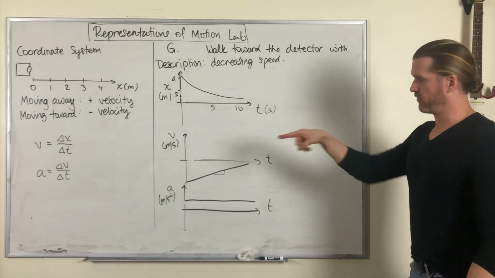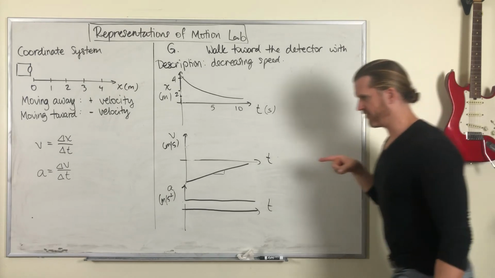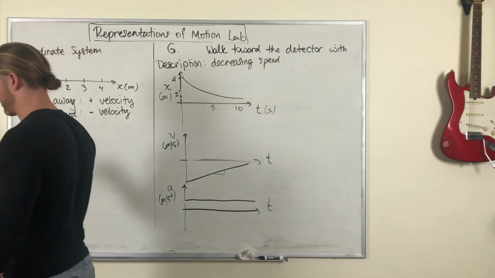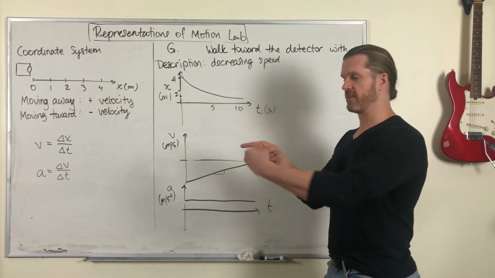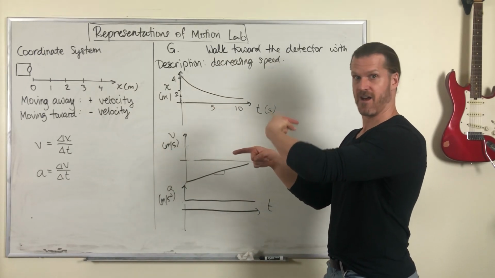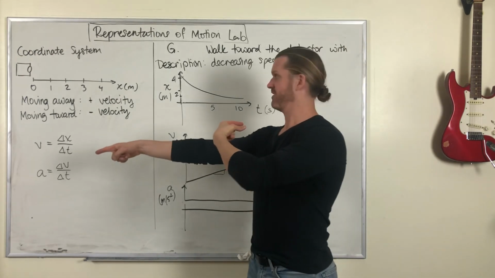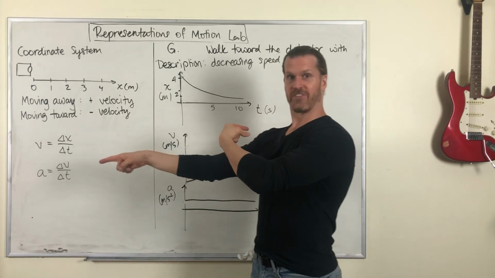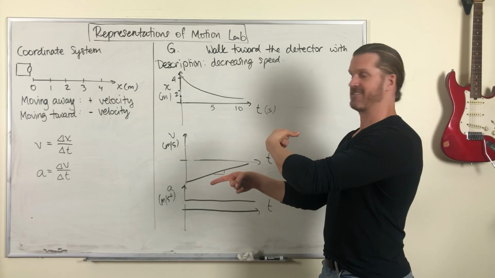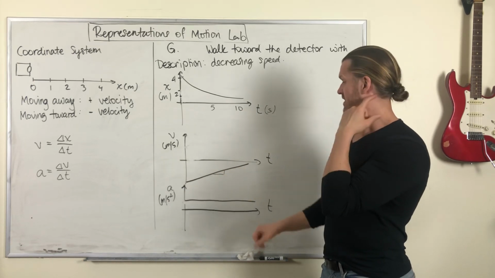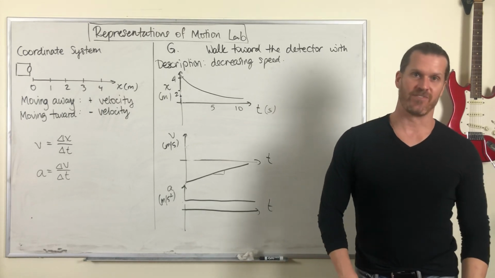Your velocity vector is pointing toward the detector. So you start out fast and you get slower and slower. Because you're slowing down, that must mean that the acceleration vector points opposite the direction you're going. You're going toward the detector, that's negative in this coordinate system. So opposite that is positive in that coordinate system. That's why acceleration is a positive value.